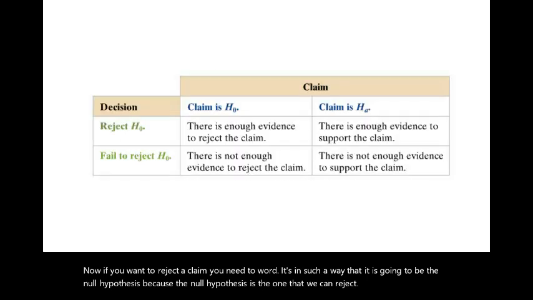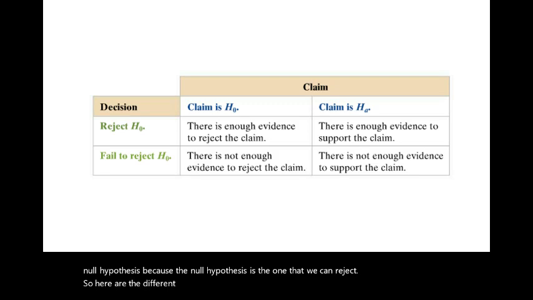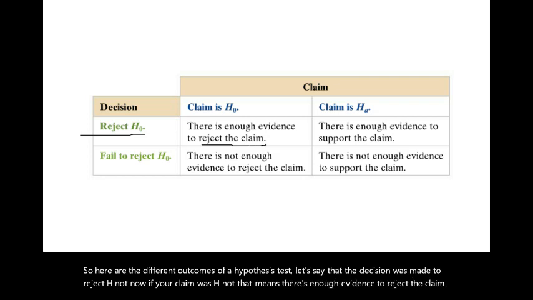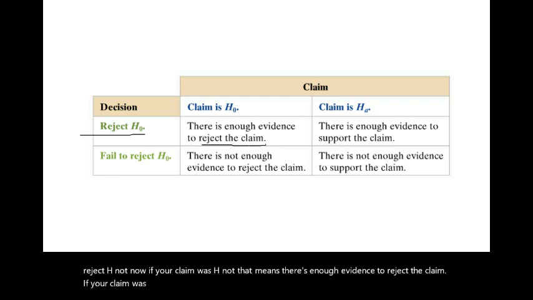So here are the different outcomes of a hypothesis test. Let's say that the decision was made to reject H0. Now, if your claim was H0, that means there's enough evidence to reject the claim. If your claim was the alternate hypothesis, that means there is enough evidence to support the claim.